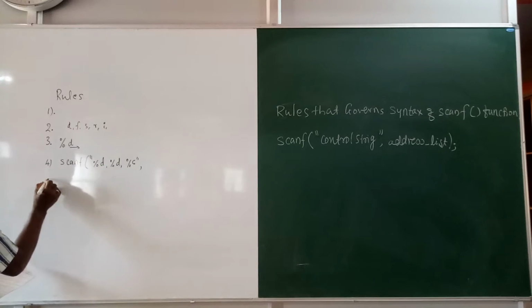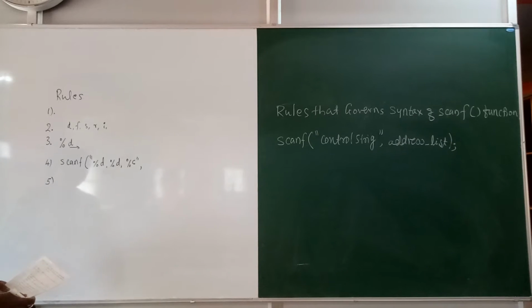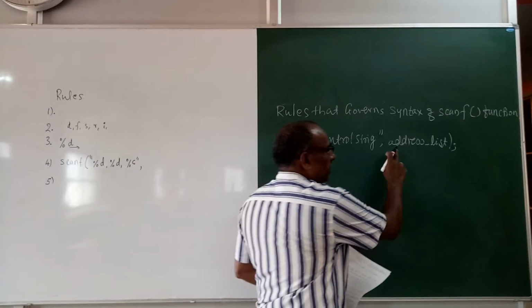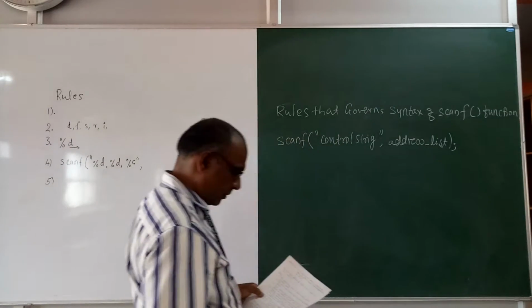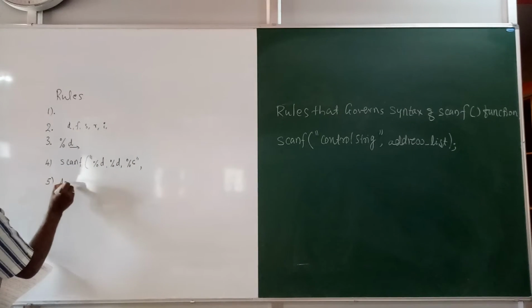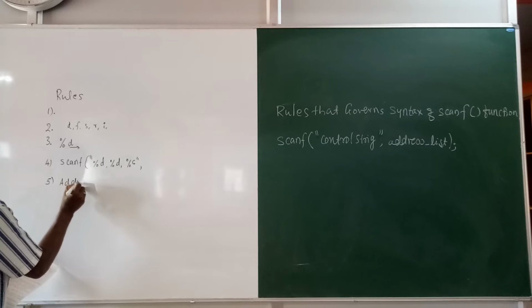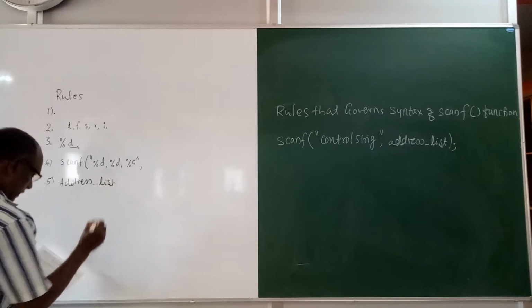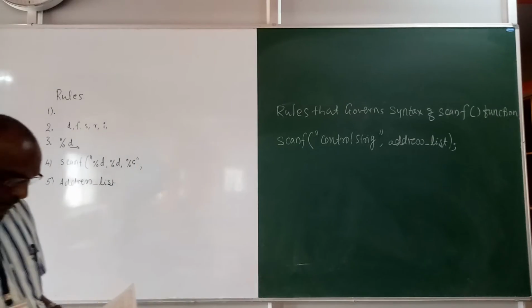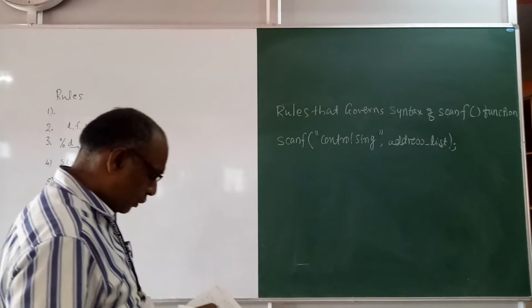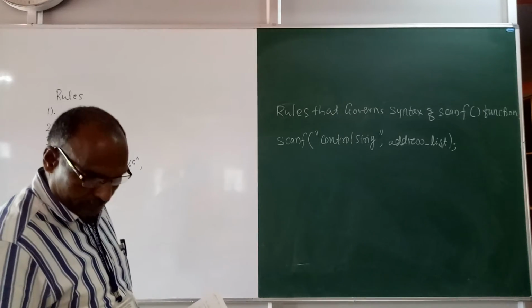Rule number 4 is that multiple character groups can be written within the double quotes as a control string. Let us go for rule number 5 regarding the address list. The address list should contain the addresses of the memory locations of the input variables.